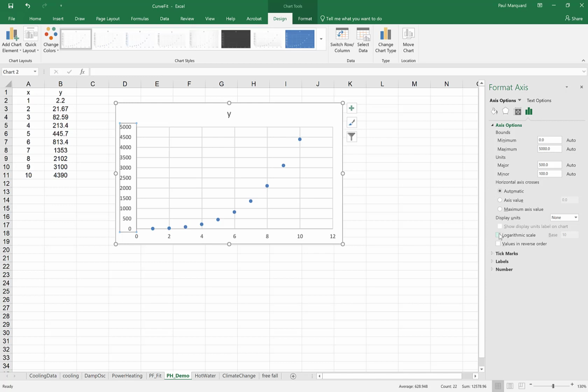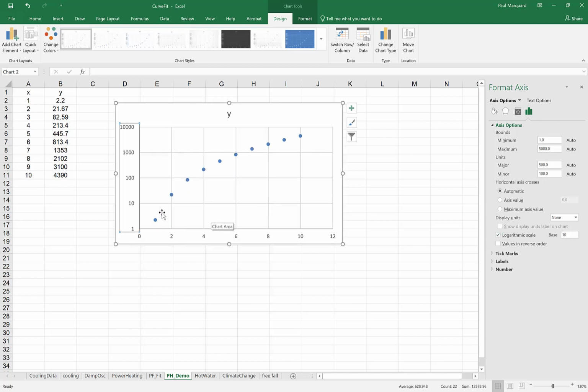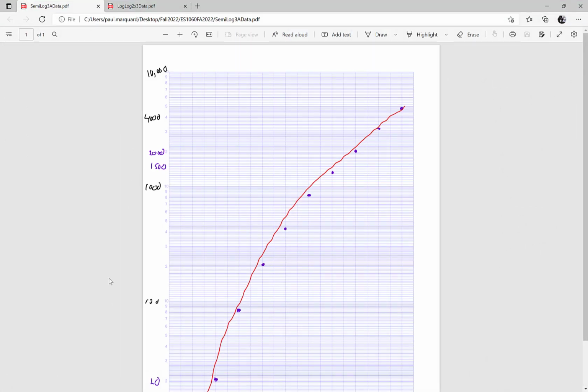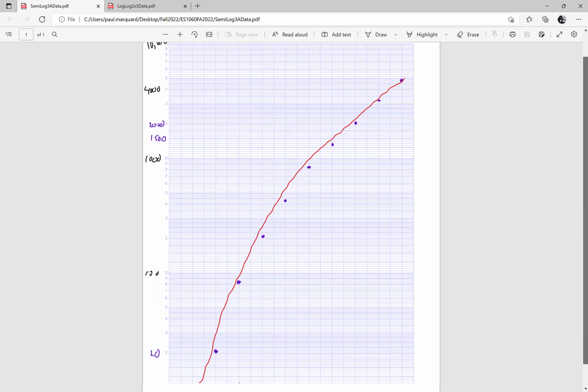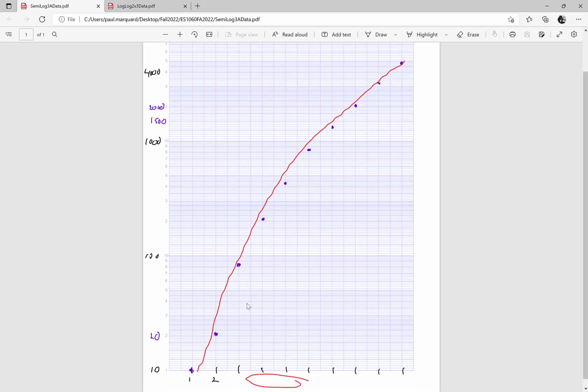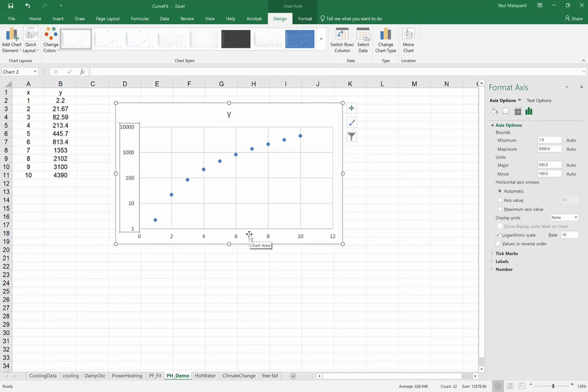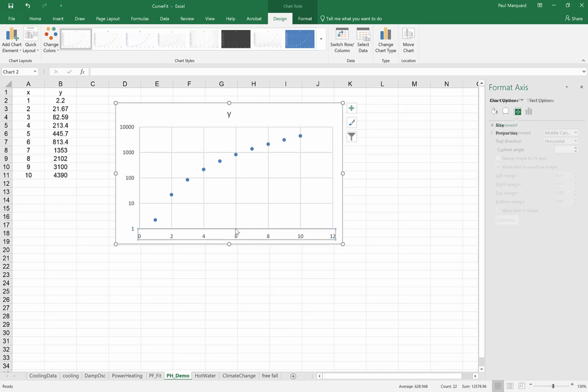And one of my options is a logarithmic scale. So I click on the logarithmic scale and it kind of curves the other way. Well, if I go back to my semi-log graph that I did earlier by hand, you can see that's pretty much the same shape as I am getting here in Excel. Where I ended up with a straight line is when both axes were logarithmic.